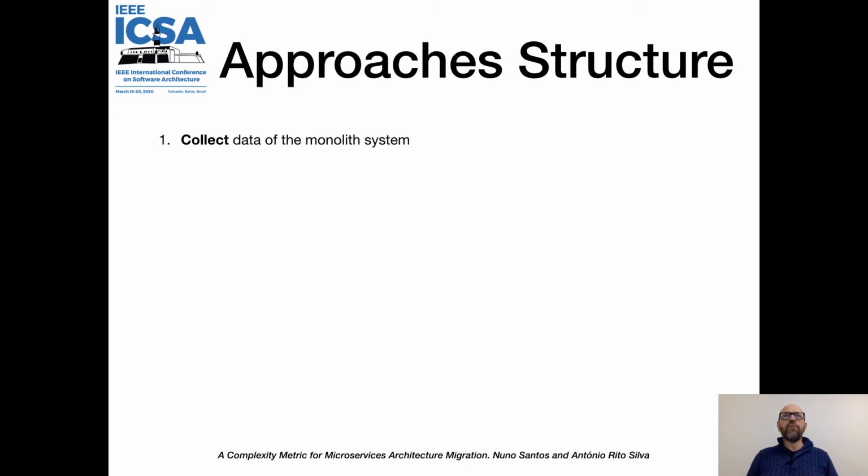Okay. So all the existing approaches to the migration of a monolith to a microservice architecture basically follow the same structure. Basically, they collect data of the monolith system. They can do it in several ways. Either they analyze the design of the system, or they analyze the execution of the system. They can look at the code base or a model of the monolith. So there are different approaches, but in this first phase, you just collect the data of the monolith.